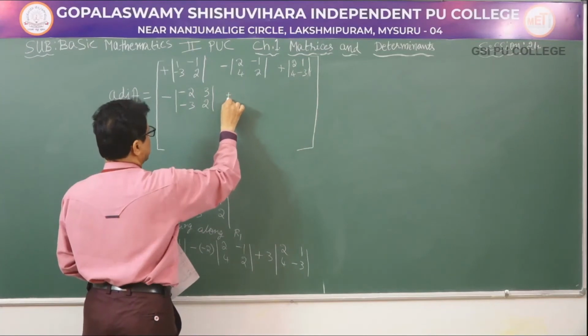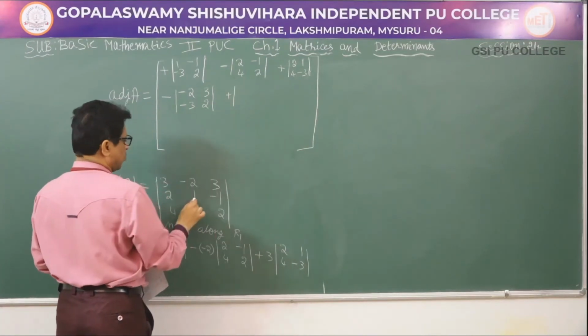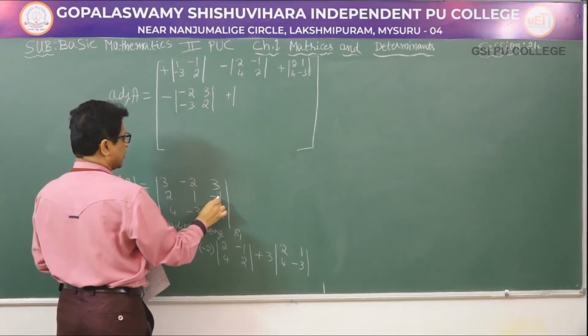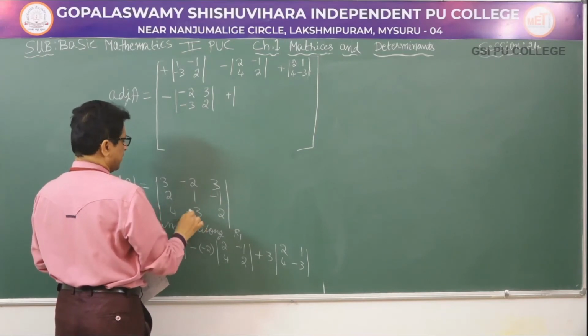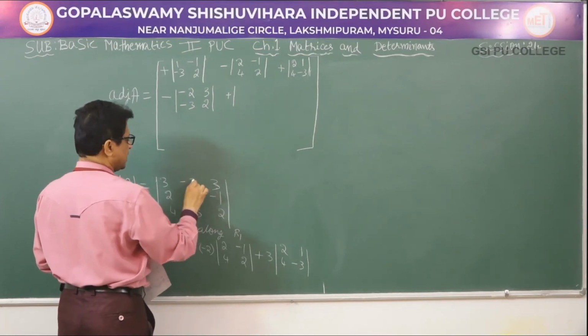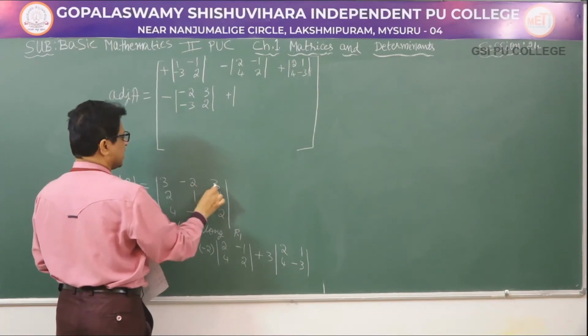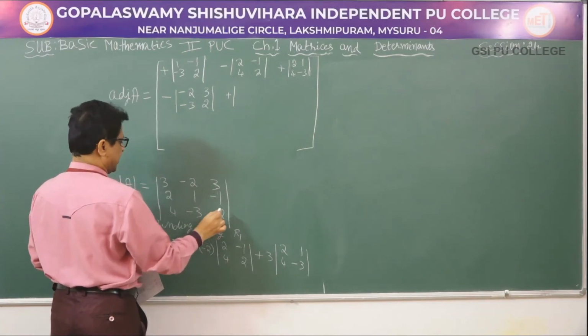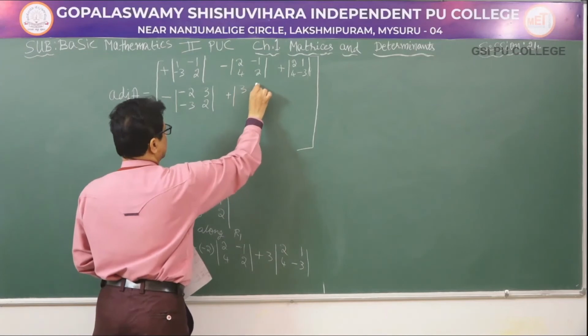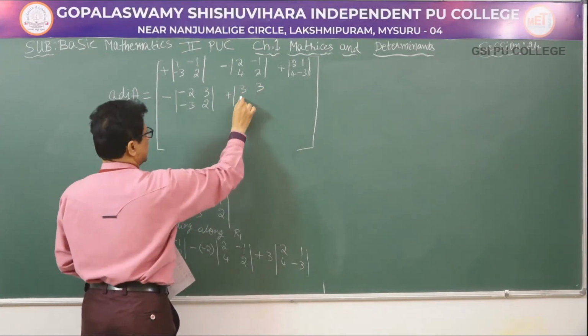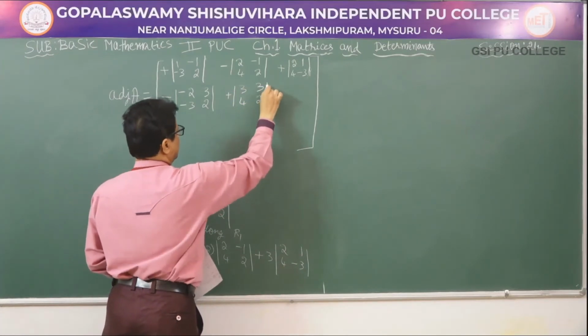Next we find the cofactor of 1. First we shall write the sign plus. 1 lies in the second row, second column. We eliminate the second row and second column and take the determinant of the remaining elements. It is determinant of 3, 3, 4, 2.